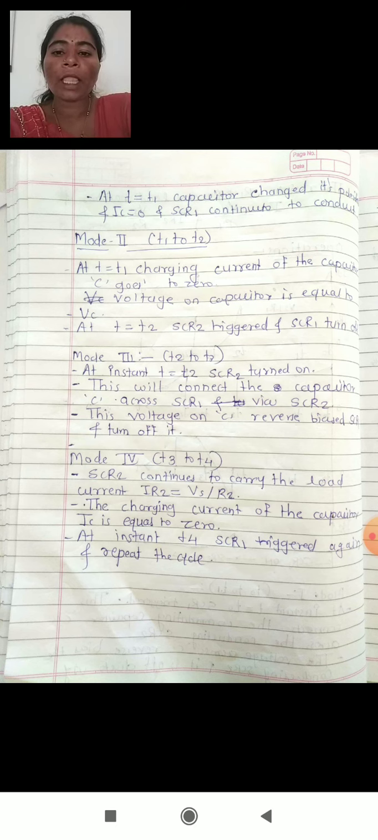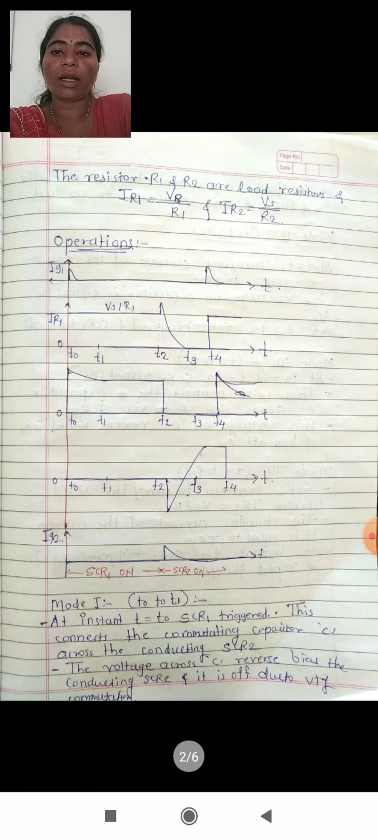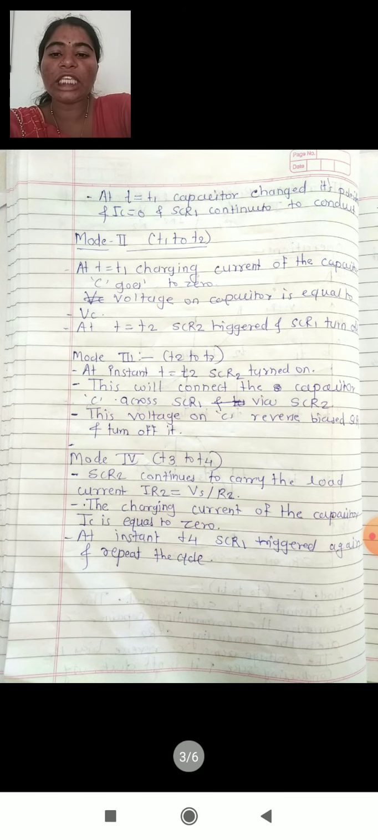Now mode 4 is from T3 to T4, as seen in the figure. In T3 to T4, SCR2 continues to carry the load current IR2 equal to Vs upon R2. The charging current of the capacitor IC equals 0. At instant T4, SCR1 is triggered again and the cycle repeats. Means at T4, SCR2 is conducting but SCR1 gets triggered, and after that SCR2 gets turned off. This cycle continuously repeats in class C commutation.